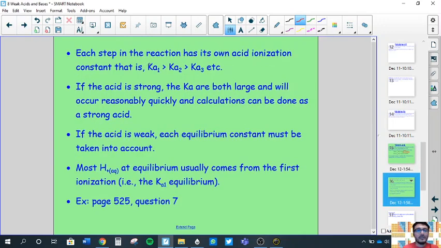A few things. They continue to decrease as more protons are dissociated. If an acid is strong, the Kas are both large. So if it's a diprotic acid, both Kas are going to be high enough to define it as a strong acid. They will happen quickly enough, and therefore they are considered strong acids. If the acid is weak, each equilibrium constant must be taken into account. To be meticulous about it, what we will do is only take the first Ka value into account unless you're told otherwise.